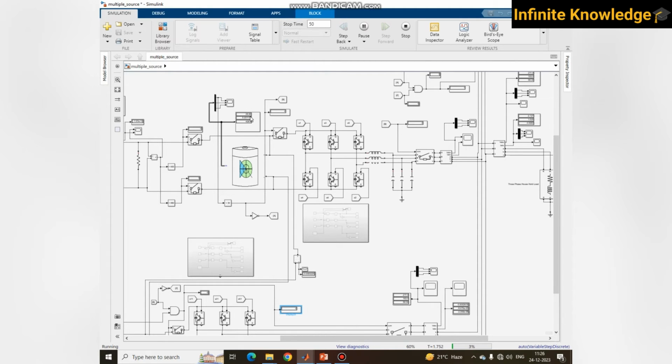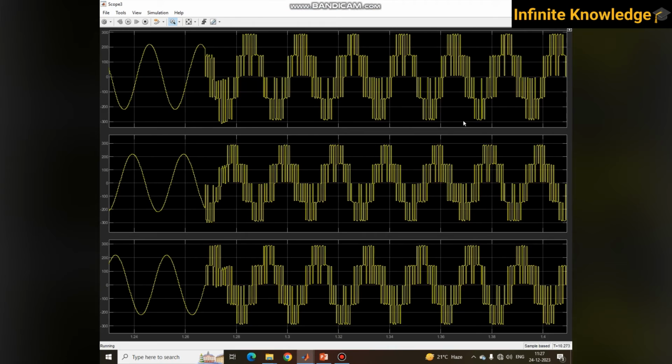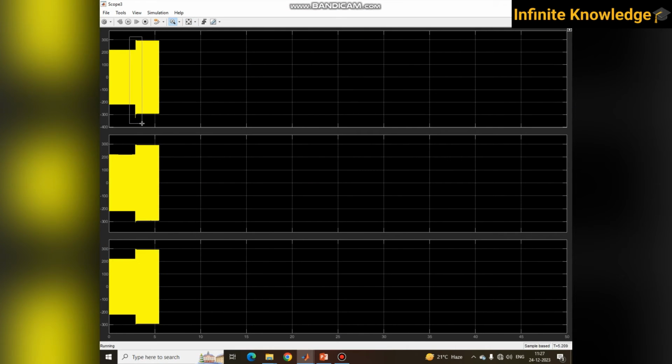whenever your battery gets charged, your battery is charging. Then it's a one and it's a zero. So you have changed from the grid to wind. This is how the grid to wind changeover happens, and you can easily detect it in this waveform.